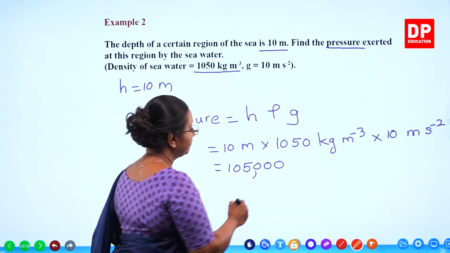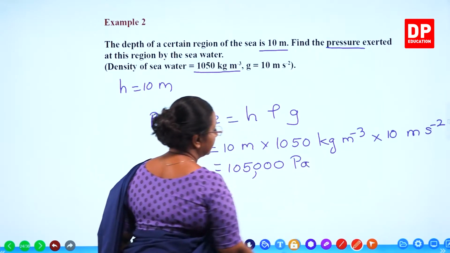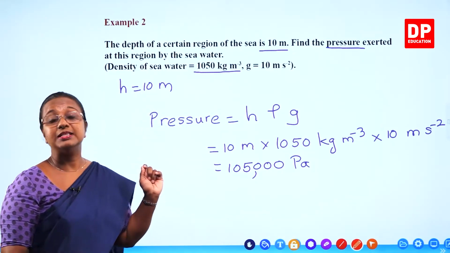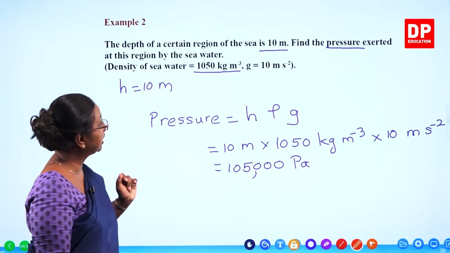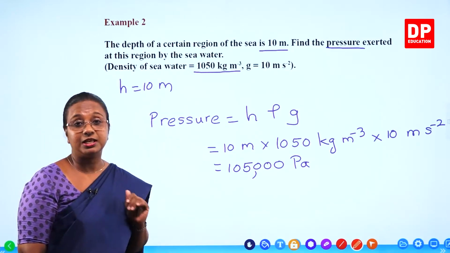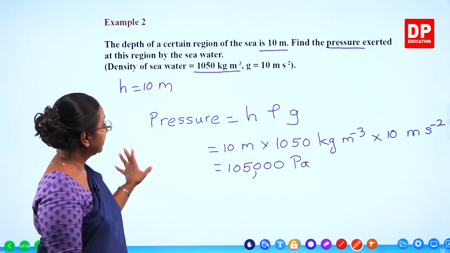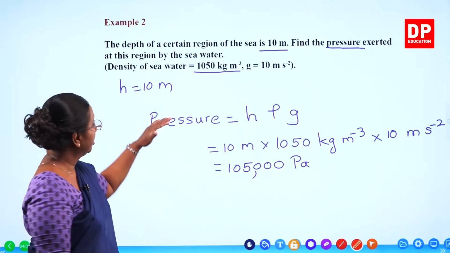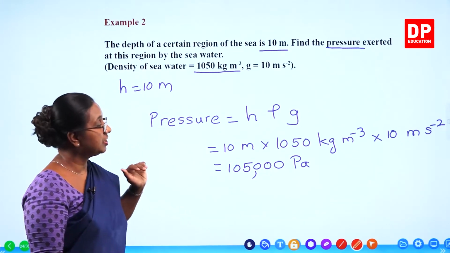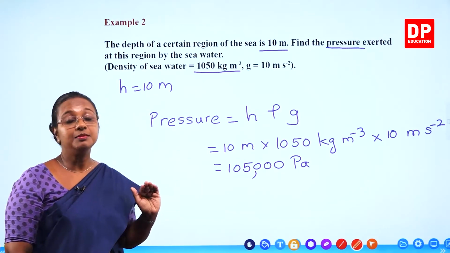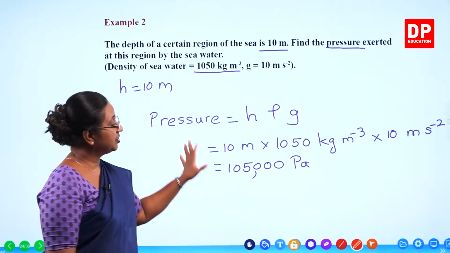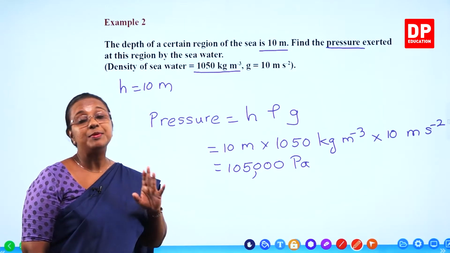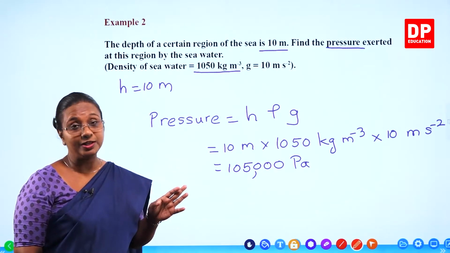So, 105,000 Pascal is the pressure exerted by the sea water at that particular point or at that particular depth. So again, a direct calculation. You write the equation, substitute the values and find the pressure. Okay students, so this is how you calculate the pressure exerted by a liquid column.